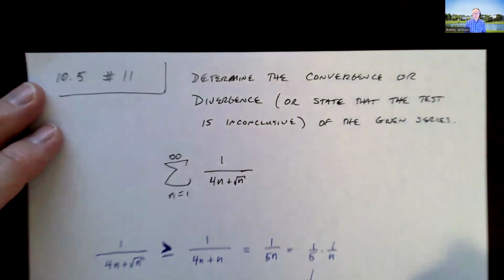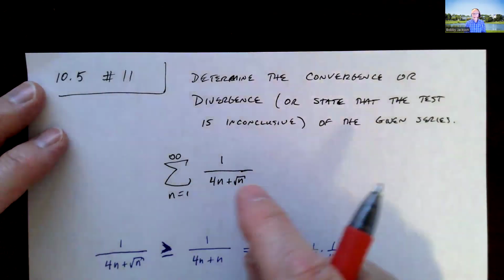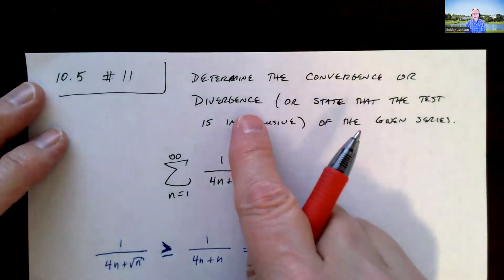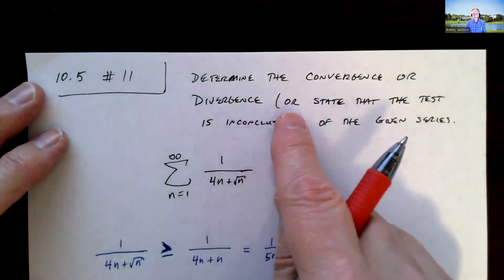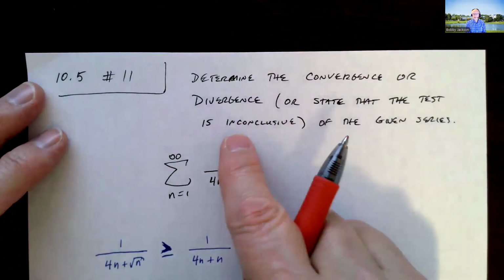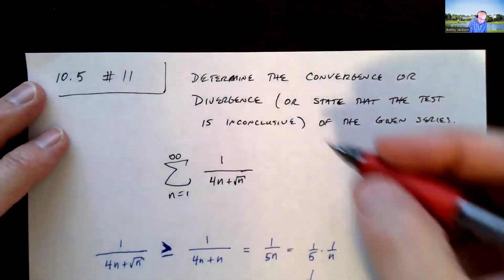All right, let's take a look at number 11 in section 10.5. We're to determine the convergence or divergence of the given series. Now they have in parentheses "or state that the test is inconclusive." Not really sure about this statement.